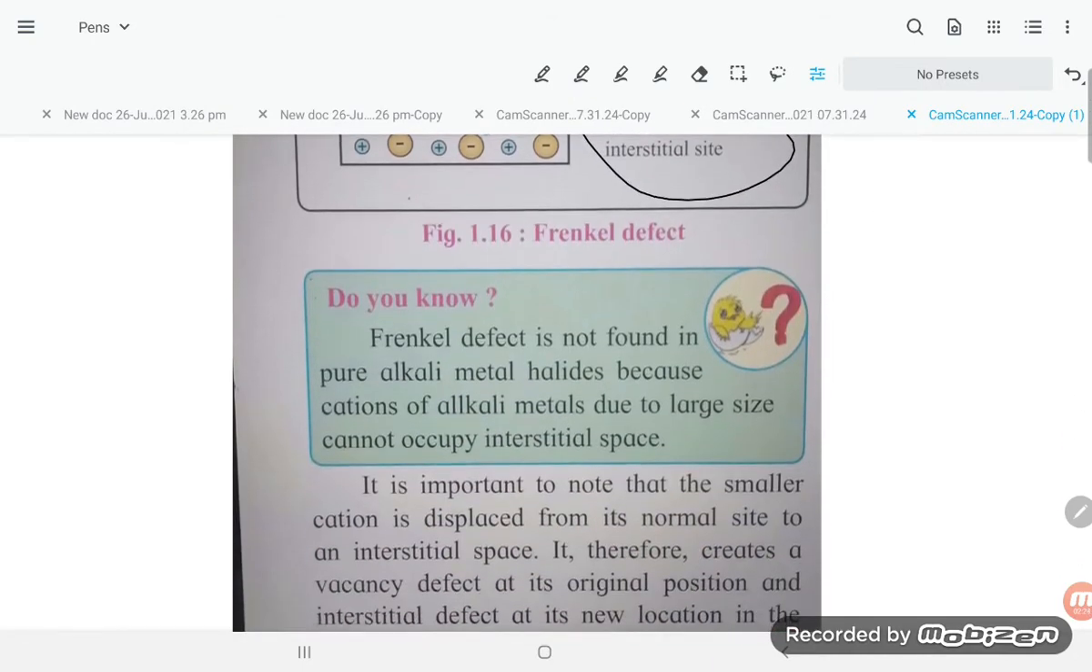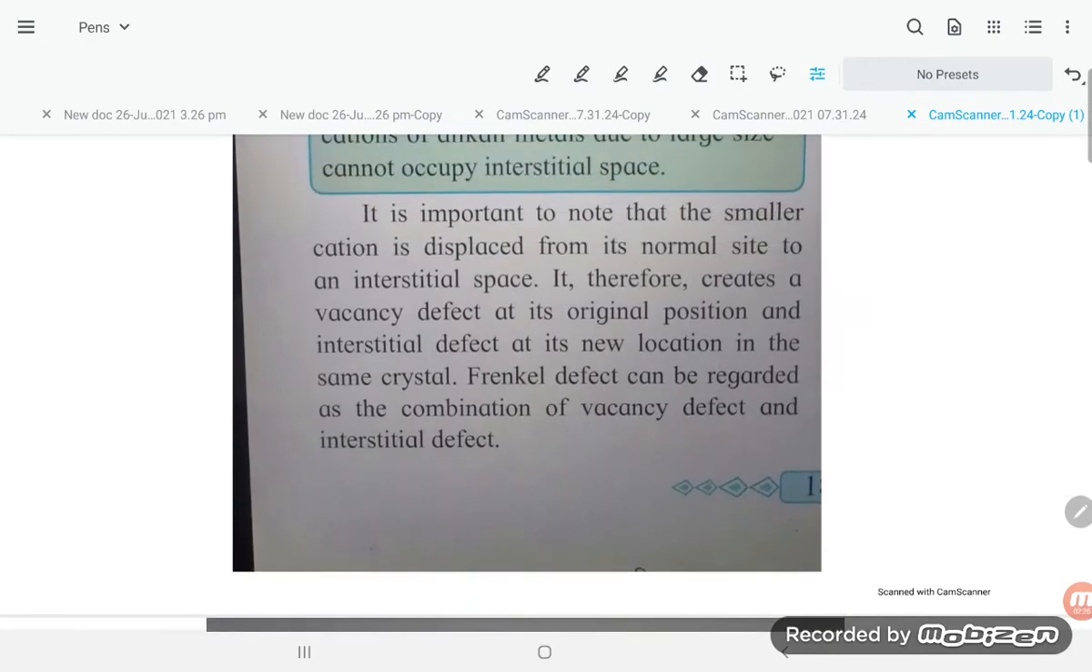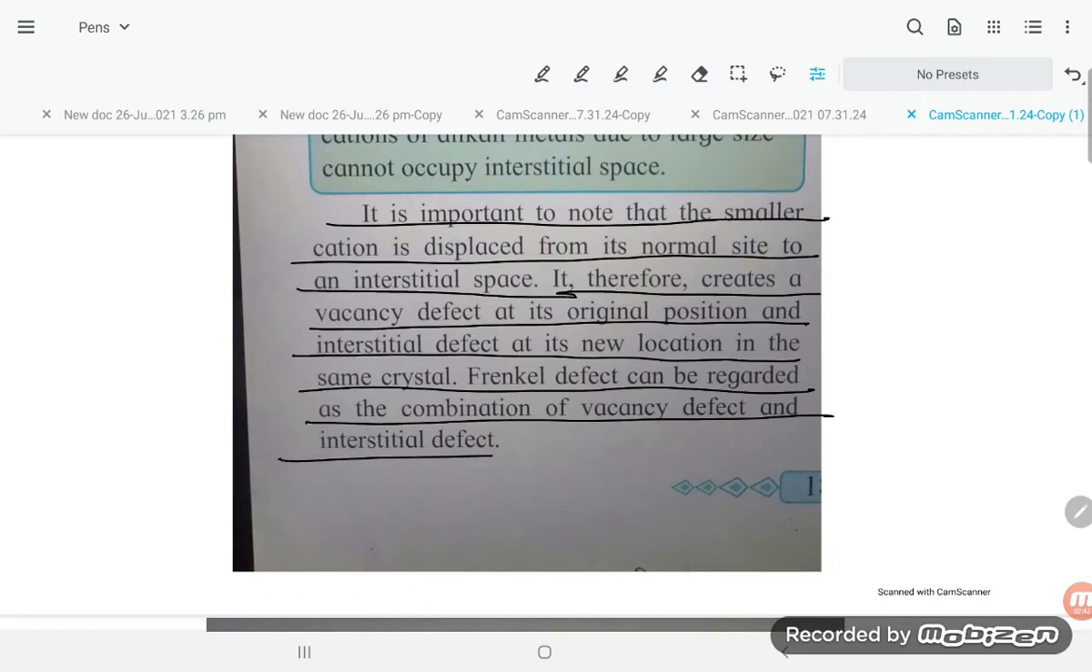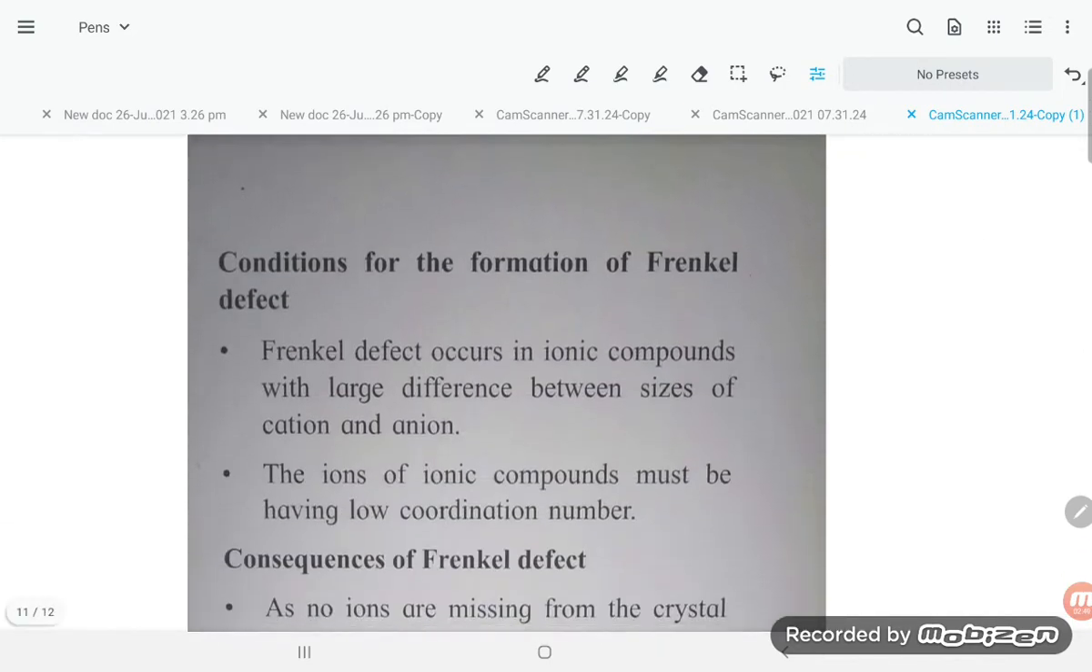Now students, it is important to note that a smaller cation displaces from its normal site to an interstitial space. It therefore creates a vacancy defect at the original position and an interstitial defect at the new location. In the same crystal, Frenkel defect can be regarded as the combination of a vacancy defect and an interstitial defect.